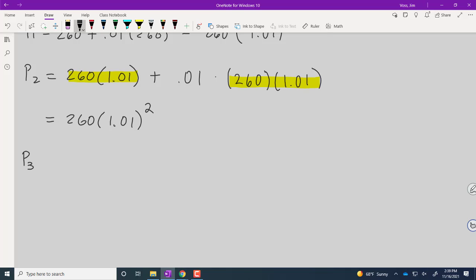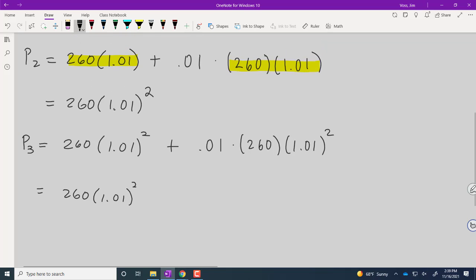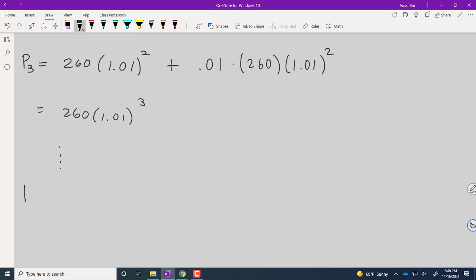Let's do one more. So P sub 3, we're going to start the next month with this number of prairie dogs. And then we have to add the extras. And the extras are 0.01 multiplied by what we started the month with. Well, we've started the month with this number of prairie dogs. Once again, we factor out the common factor. And what are we left with? We pull this out of here, we're left with a 1. Pull it out of there, we're left with a 0.01. So we have another factor of 1.01. So this goes up to 3. Dot, dot, dot. What's P sub n?